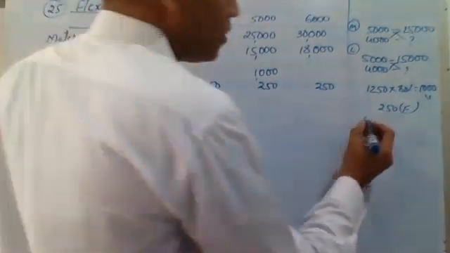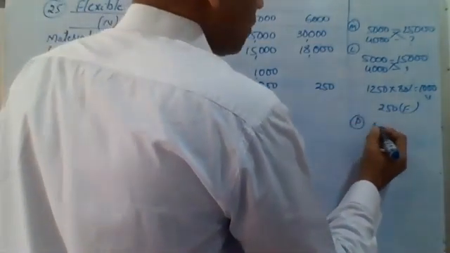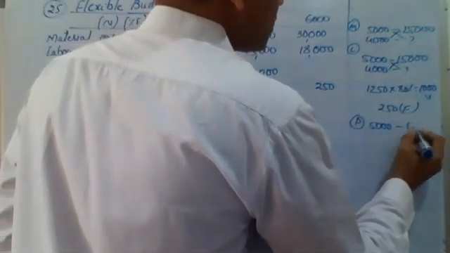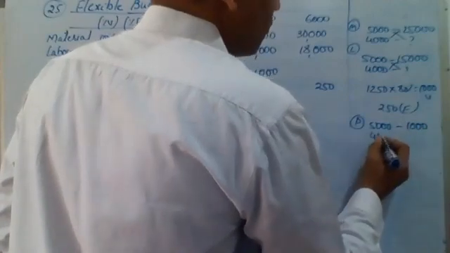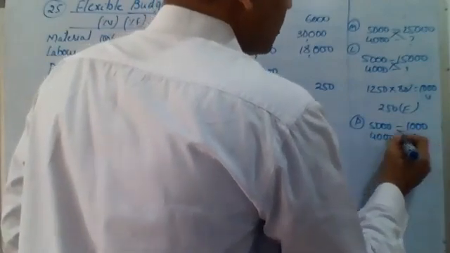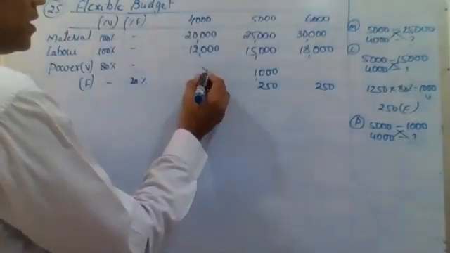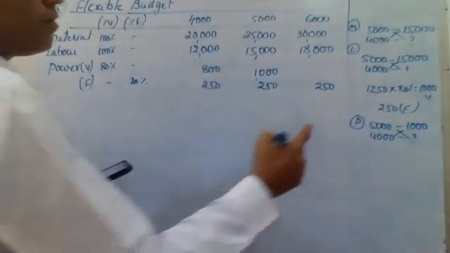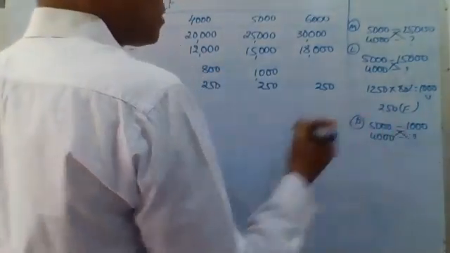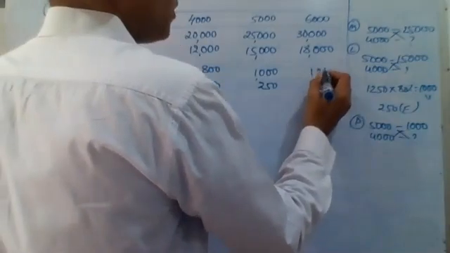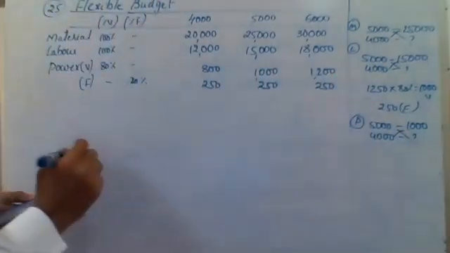So this is power. For 5000 units, if it is 1000 rupees, for 4000, how much? It will come to 800. For 5000, if it is 1000, for 6000, how much? It should be 1200.